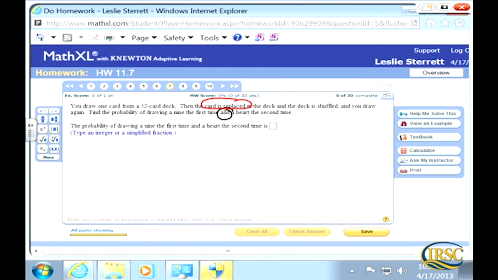All right, so it says the probability of drawing a 9 the first time and a heart the second time. So probability of a 9 and a heart, okay, drawing 2 cards.